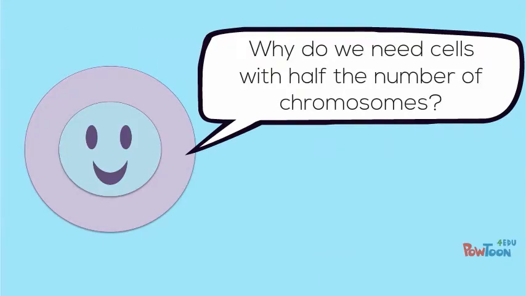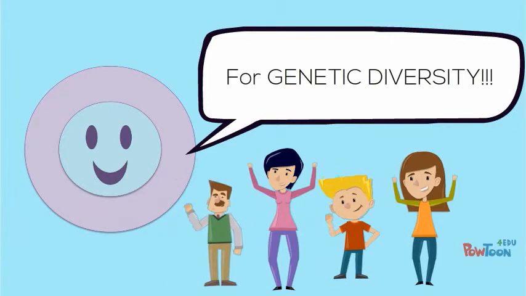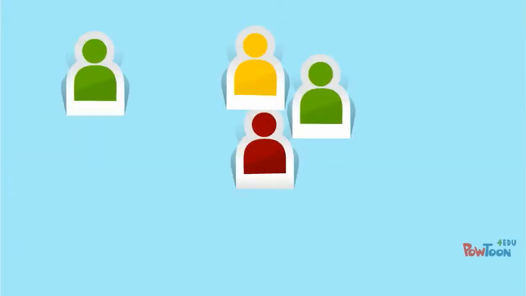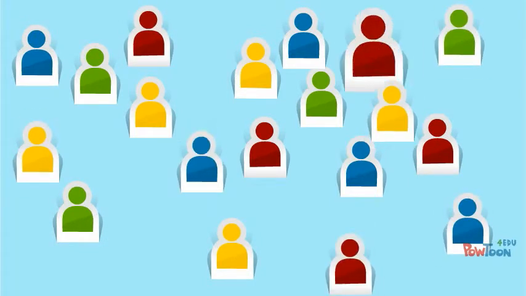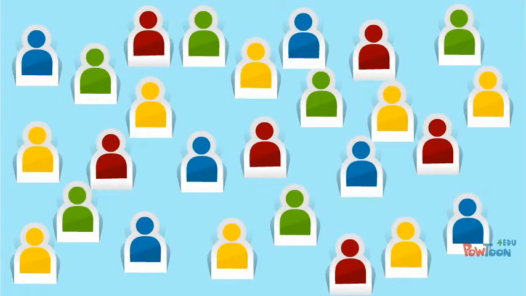You may ask, why do we need cells with half the number of chromosomes? Well, the answer is that our germ cells, also known as our sex cells, are needed for us to reproduce sexually so we can create genetic diversity. Everyone has a different combination of DNA from his or her parents, so they are unique. Just look around you and you can see genetic diversity everywhere. In populations, genetic diversity is the reason species are able to evolve and survive.